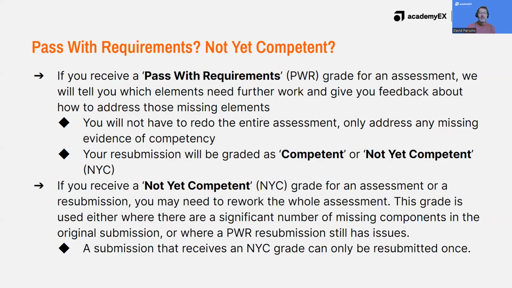When you resubmit, you'll either get your competent grade, hopefully. It's possible, if we still feel that there are things that are missing, that you might get a not yet competent. It's also possible to get a not yet competent if your original submission is way off the mark. So if we feel that you kind of missed the point of all of the competencies, for example, then it doesn't really meet the pass with requirements grade, you'll get a not yet competent. So there's kind of two ways of ending up with a not yet competent.